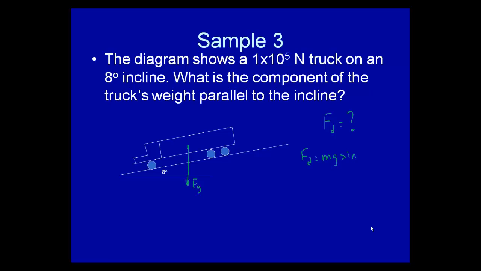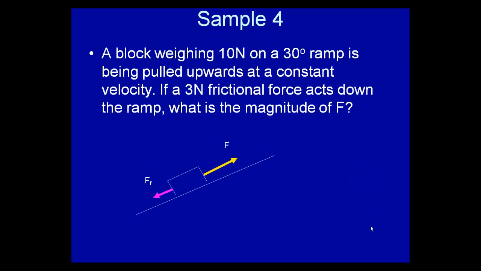Force down is equal to mg times the sine of theta. Well, they gave us mg, 1 times 10 to the 5th newtons, times the sine of 8 degrees. Put it in your calculator, you get 1.39 times 10 to the 4th newtons. That's the force that's pulling it down the plane. So a truck on an incline has a greater force pulling it down than your automobile on that same inclined plane. That's why we get out of the way of trucks.